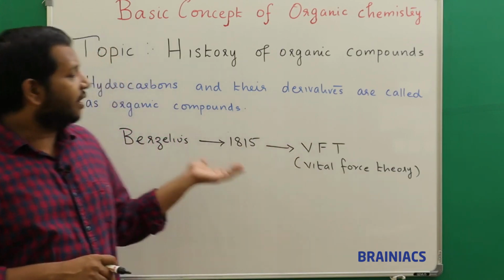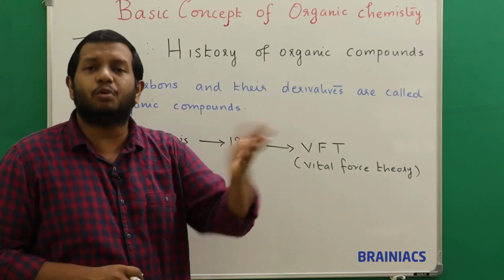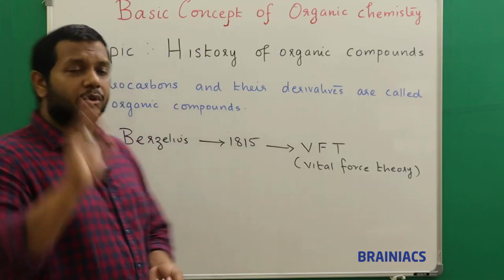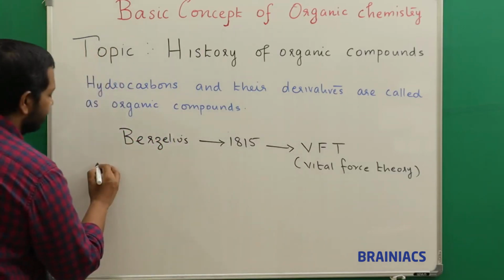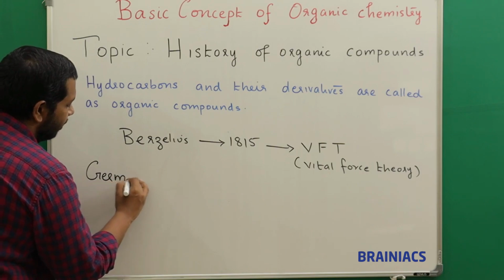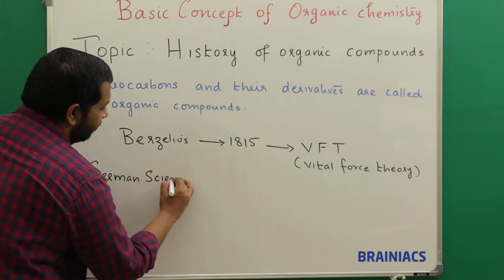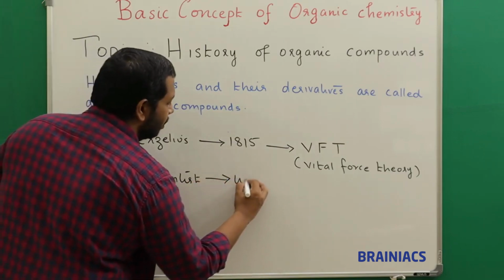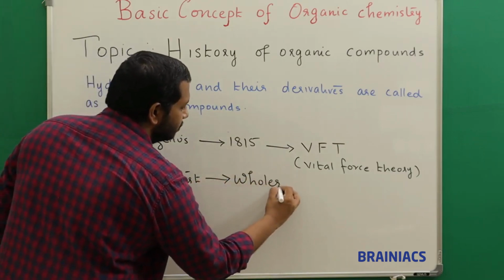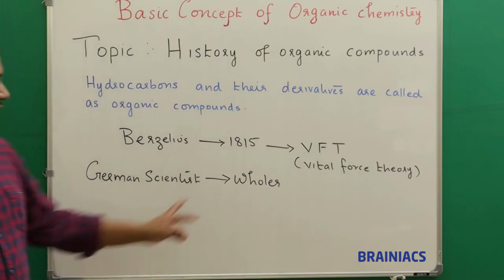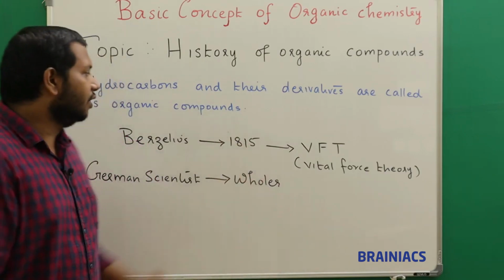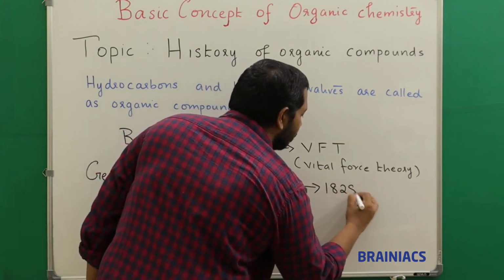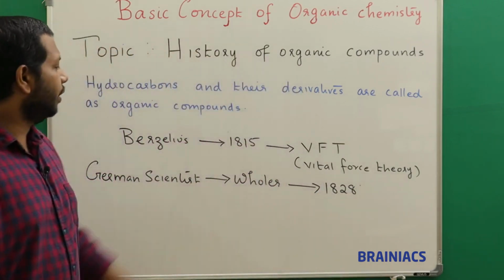Okay, and later what happened was, this was disproved actually. This theory also went into failure. Who disproved it? That is also very important. There is a German scientist, very important, German scientist. His name is Wohler. Okay, Wohler. He disproved this theory in 1828. 1828. How did he disprove it?